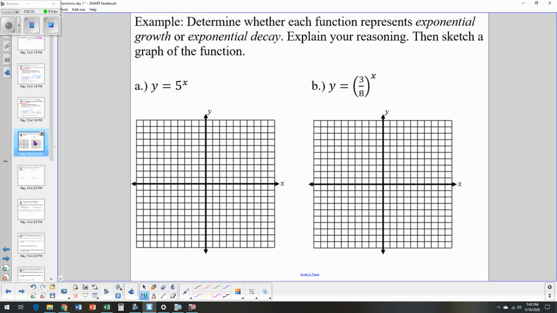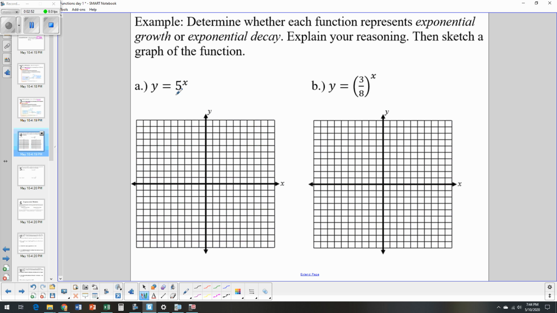So we're going to determine whether each of these functions represents exponential growth or exponential decay and explain our reasoning. And then we're actually going to do just a quick sketch. We're not going to worry about a whole table of values. If I had a different value of a here, I would definitely be making a table of values. But since these are just based on the parent functions, we can do that.